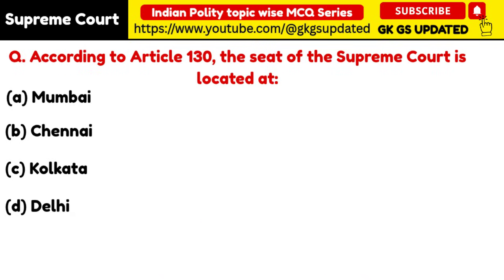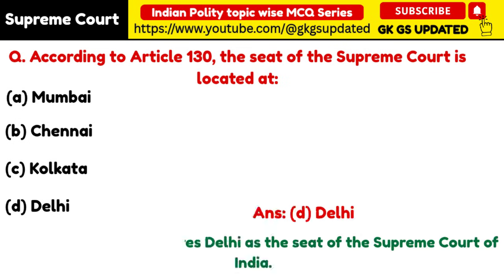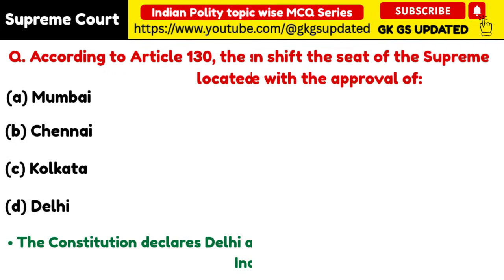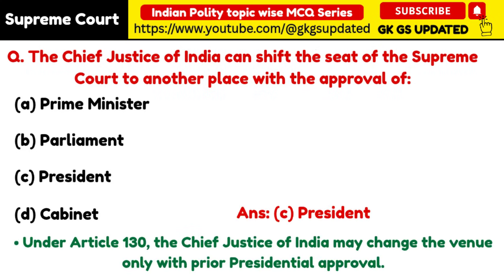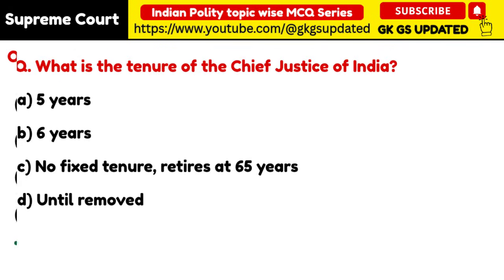Next question. According to Article 130, the seat of the Supreme Court is located at? Correct answer, Delhi. The Constitution declares Delhi as the seat of the Supreme Court of India. Next question. The Chief Justice of India can shift the seat of the Supreme Court to another place with the approval of? Correct answer, President. Under Article 130, the Chief Justice of India may change the venue only with prior presidential approval.